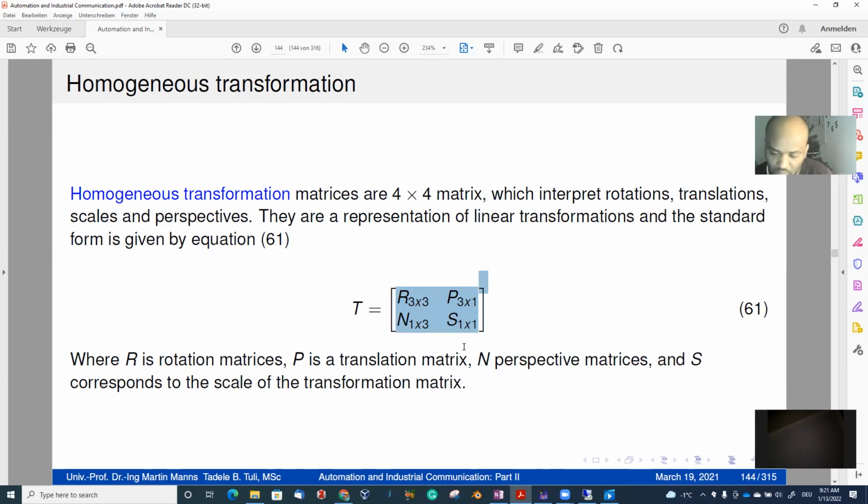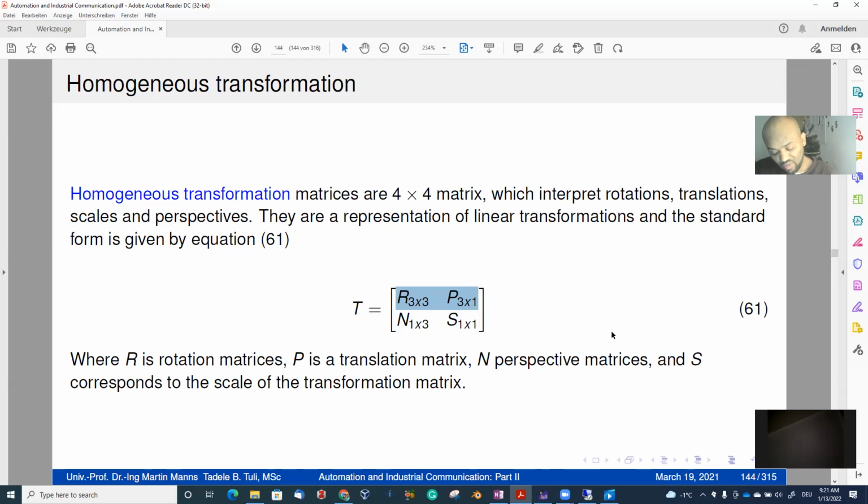One is that it's not invertible. If you combine the 3 by 3 rotation with the 3 by 1 position, it becomes a 4 by 3 matrix. A 4 by 3 matrix is not invertible, because it is not full rank. The matrix has no full rank.